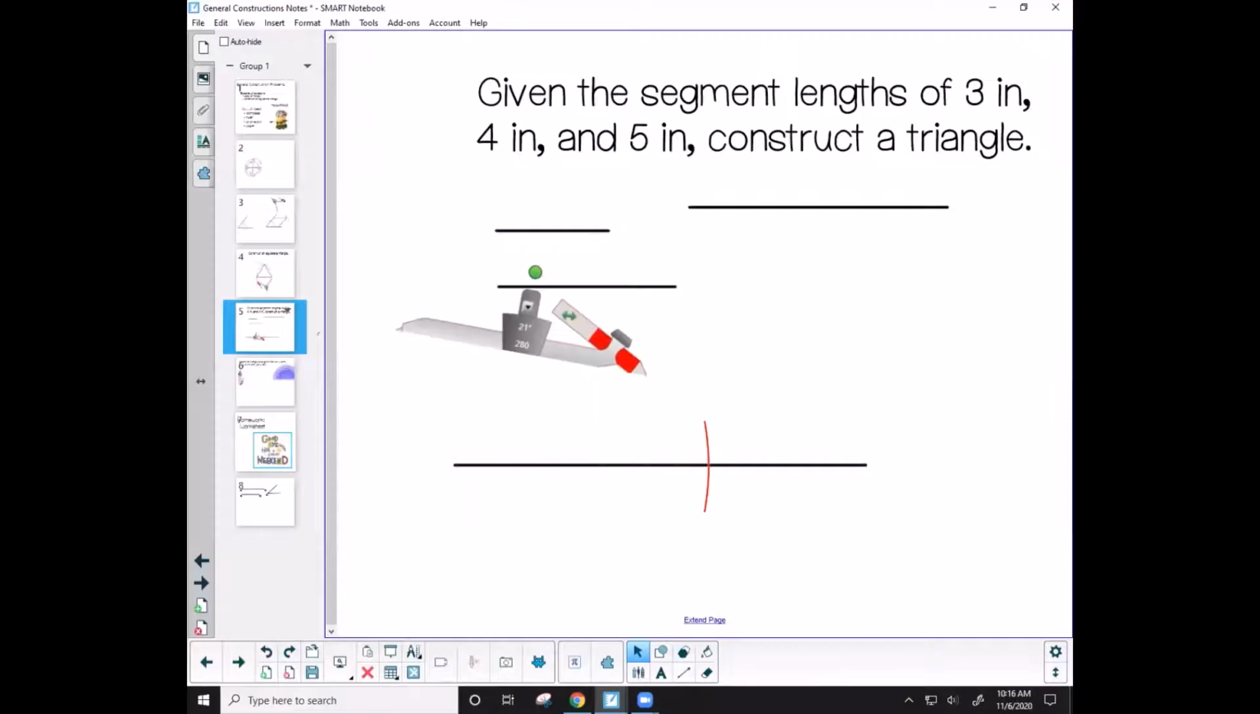Okay, so the only thing I've done, I've just copied, this should be on your paper 5 inches, right? Made up on mine, but it's 5 inches. So we're really just going to ignore the leftover stuff. Don't erase it, just leave it. Now I'm going to set my compass to be the length of the 4-inch segment.